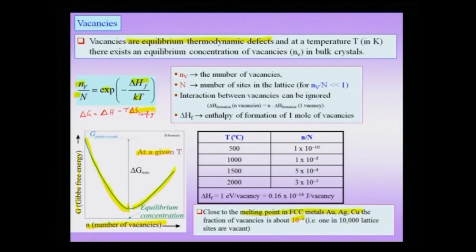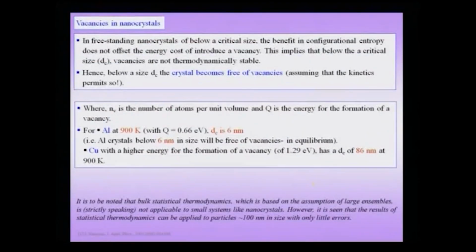And as I pointed out, as you increase the temperature, the fraction of vacancies keeps on increasing. Therefore, if I take any bulk material at any finite temperature, like about 300 Kelvin, I expect an equilibrium concentration of vacancies. Now, what happens in nanocrystals? That is the question we are asking.